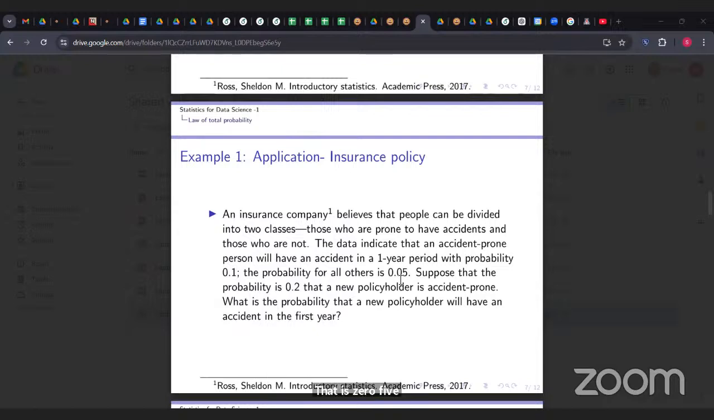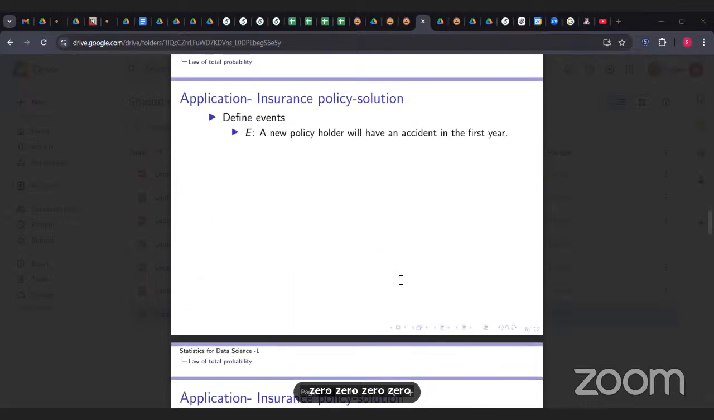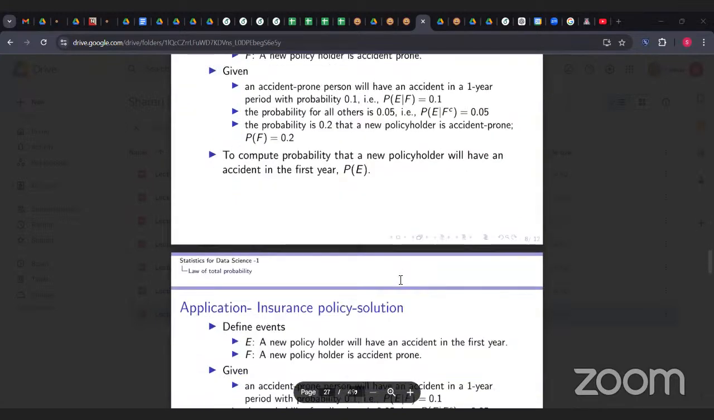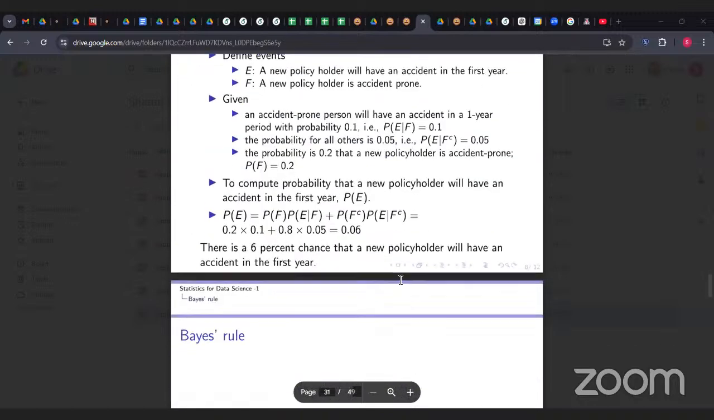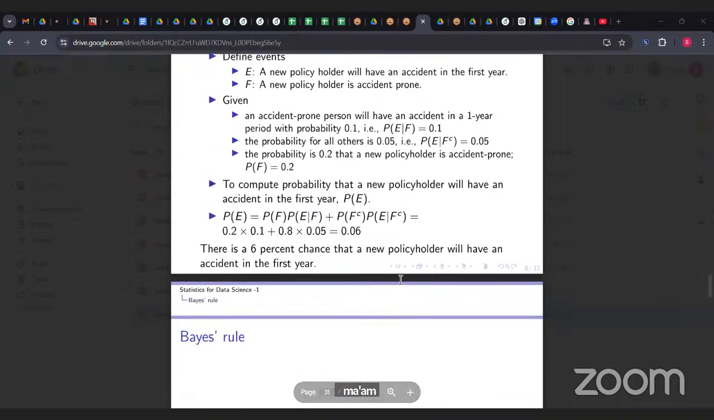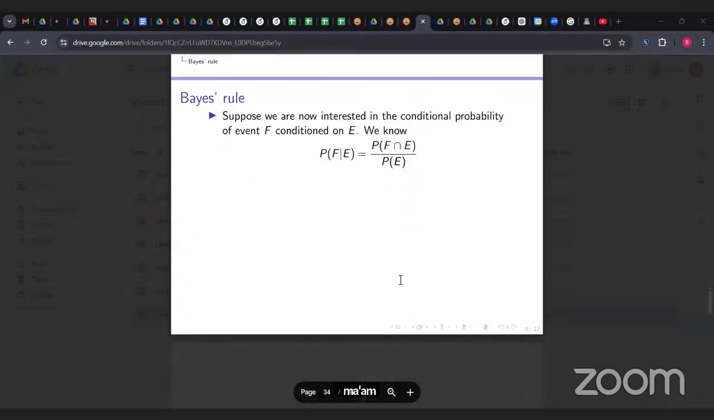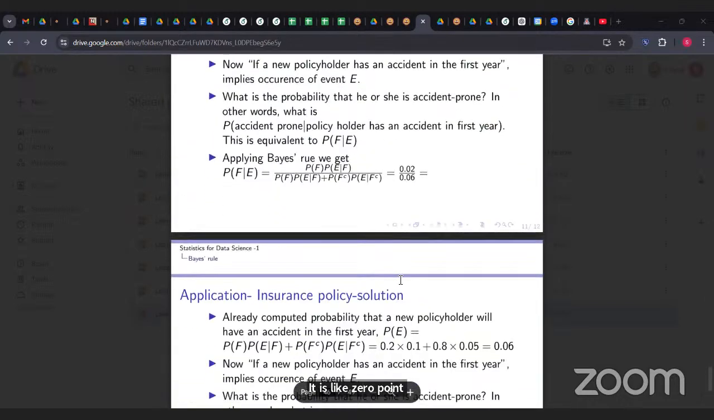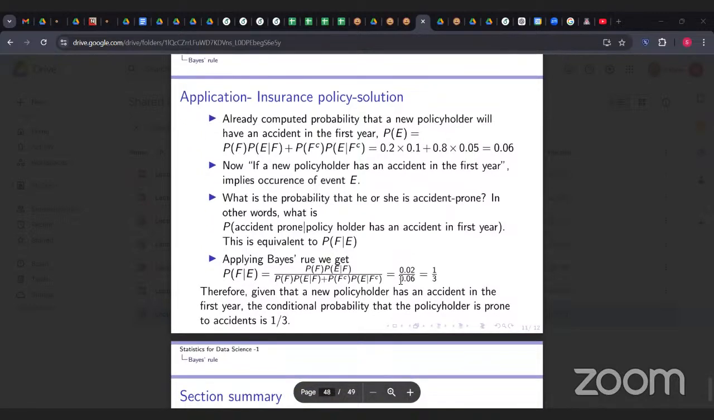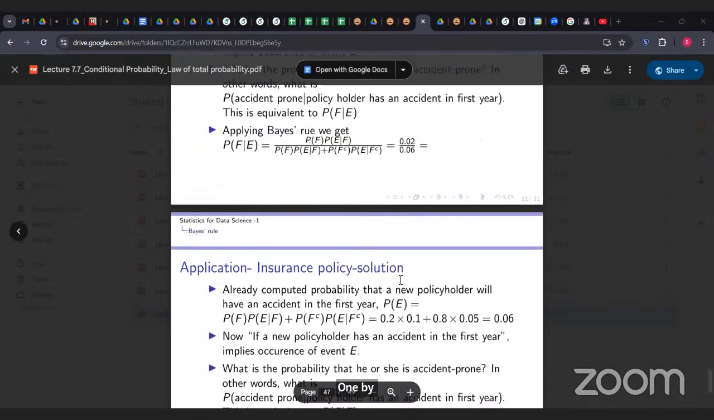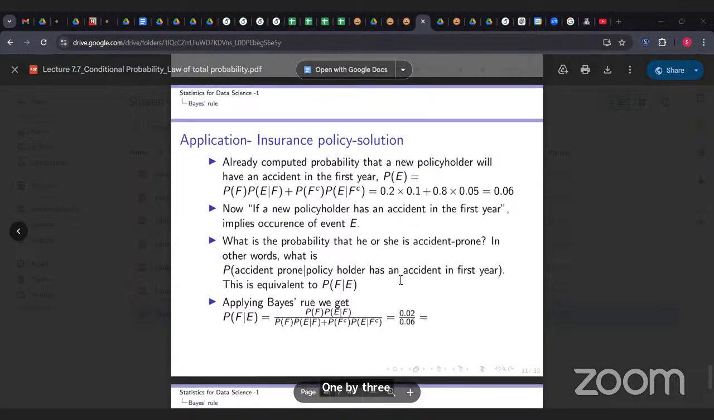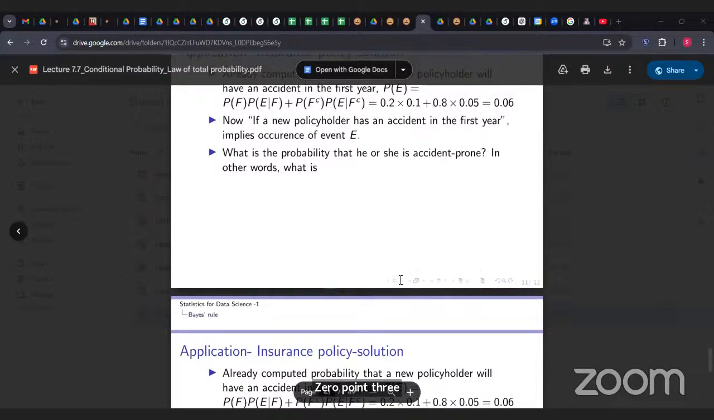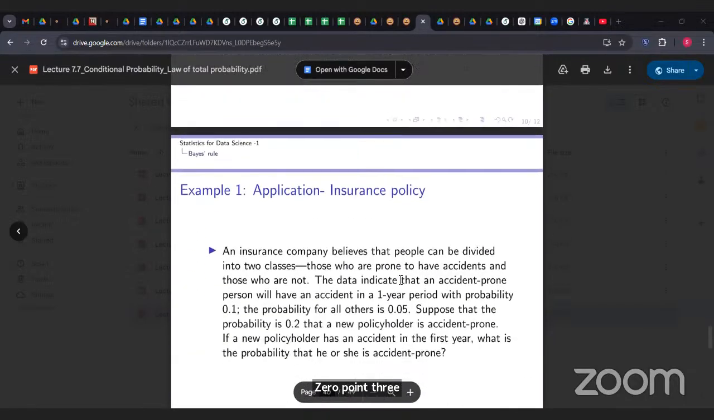Yes, ma'am. Is the answer 0.04? I don't know, it would be like 0.3 something. Just a second. 1/3. So yeah, this was the question.